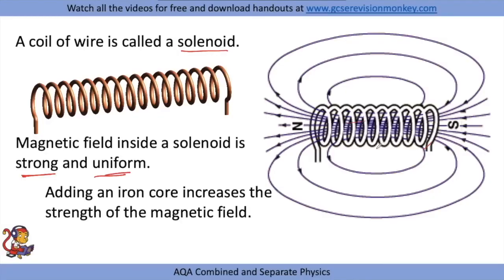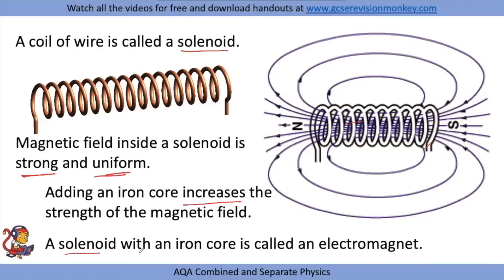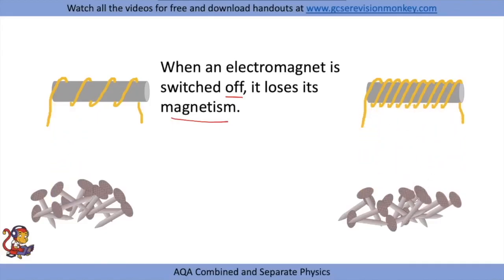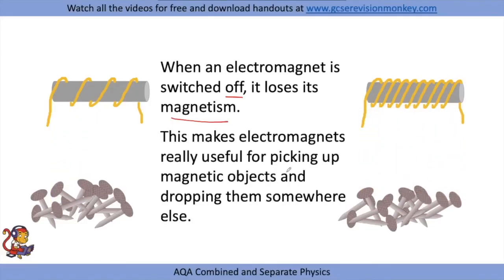If you add an iron core, you increase the strength of the magnetic field. So if you put a core inside there, a solenoid with an iron core is called an electromagnet. Electromagnets are useful because when an electromagnet is switched off, it loses its magnetism. So if we switch these off now, it would drop the nails, and this makes it useful for picking up objects and dropping them somewhere else. So for example, on a scrapyard, they're used to pick up magnetic objects and drop them somewhere else in the scrapyard.